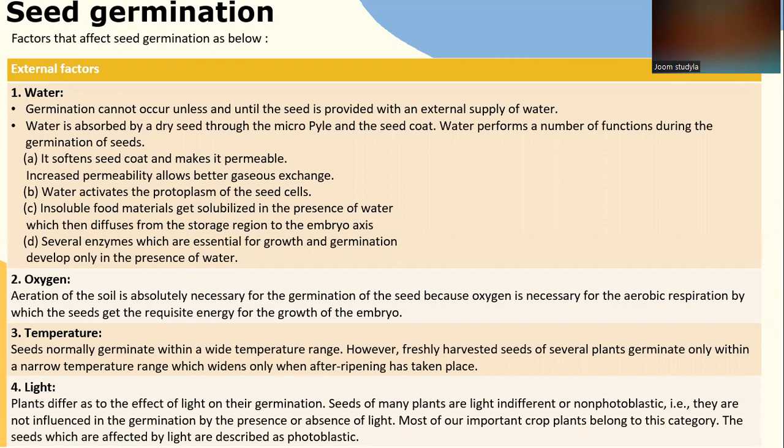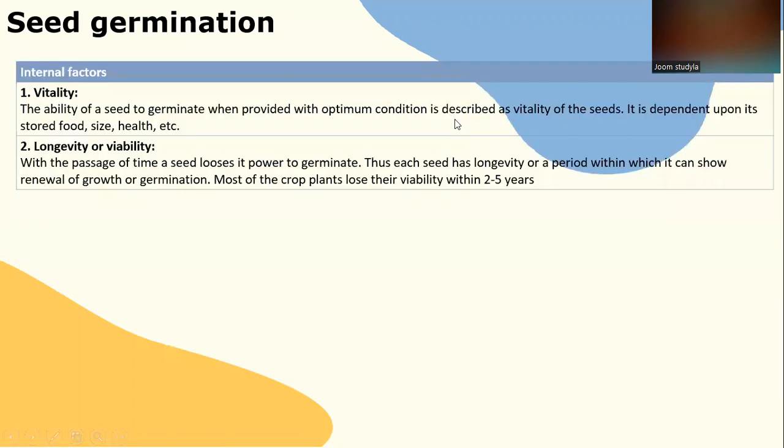Plants differ as to the effect of light on their germination. Seeds of many plants are light indifferent, or non-photoblastic. They are not influenced in their germination by the presence or absence of light. Most of our important crop plants belong to this category. The seeds which are affected by light are described as photoblastic. Another group is internal factors.